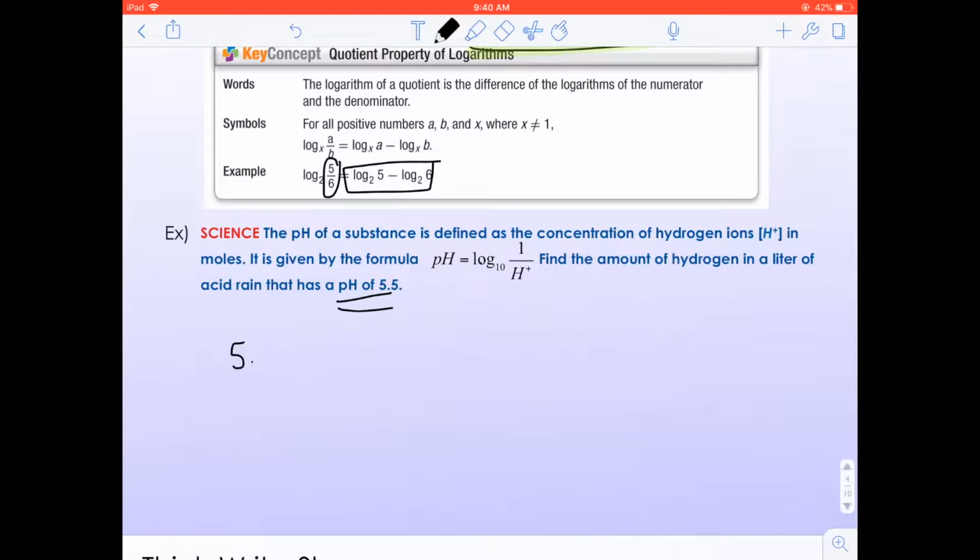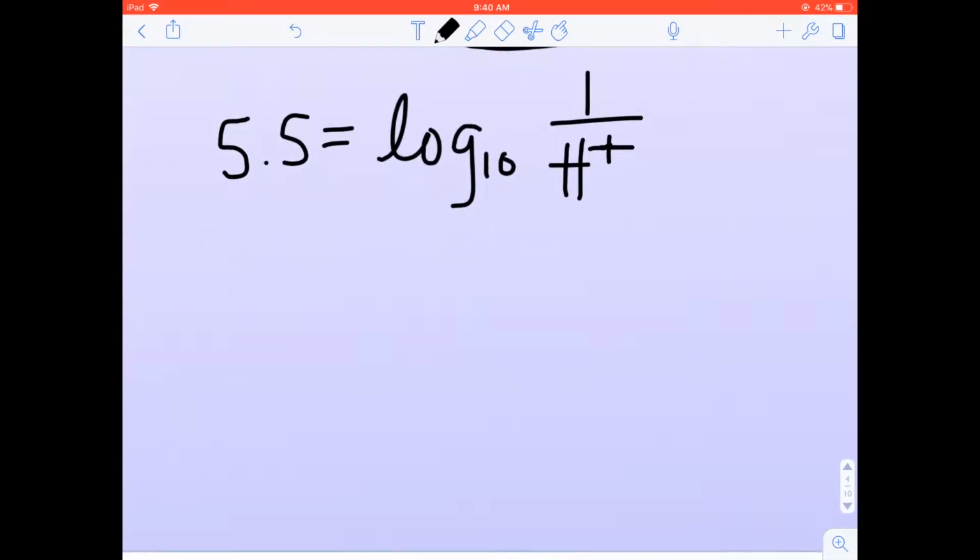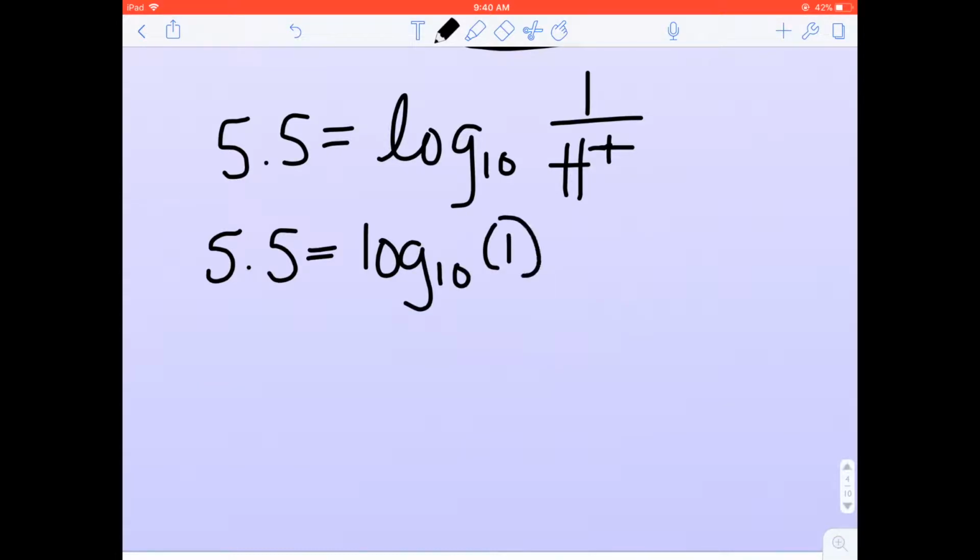So we write that out. 5.5 equals log base 10 of 1 over H+. We want to figure out what H is. So let's use our properties. We know that division can be separated as subtraction. So 5.5 equals log base 10 of 1 minus log base 10 of H+.